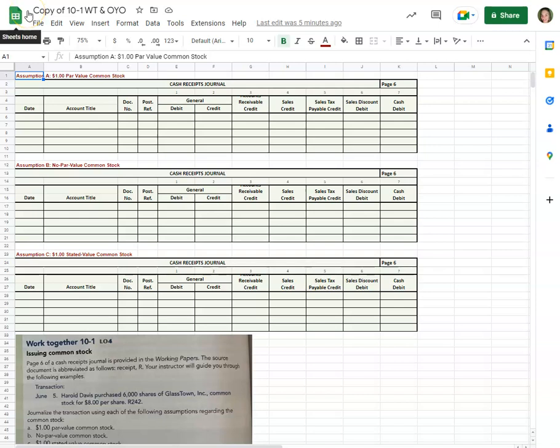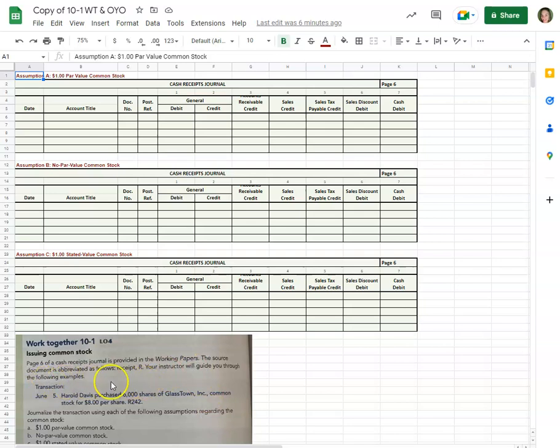In this video, I'll be going through Work Together Problem 10-1 from our Century 21 Accounting textbook, Advanced, 11th Edition. This problem is found on page 302, and it reads: on issuing common stock. Page 6 of a cash receipts journal, that's here, is provided. The source document is abbreviated as follows. Receipts are R's.